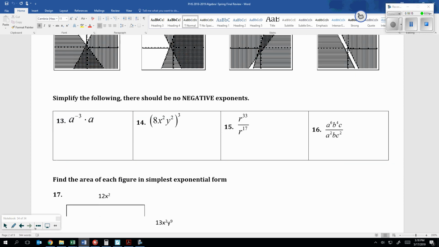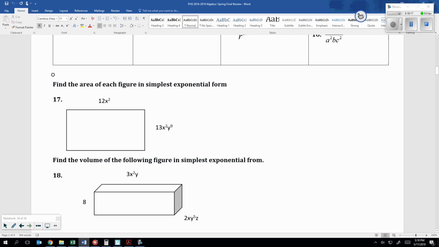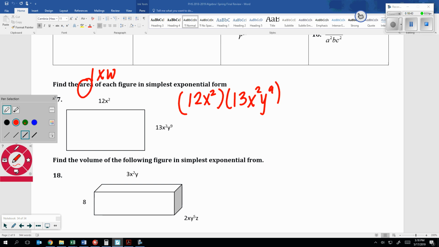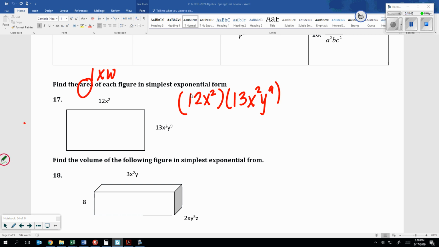Moving on, 17, so we would multiply 12x squared times 13x squared y to the 9th, because we're looking for area, and we know that area is length times width. Okay, now again, if we wanted to graph and match, it's the perfect opportunity to do it as well. If we wanted, well, we're not going to graph and match yet. We're going to actually work it out.